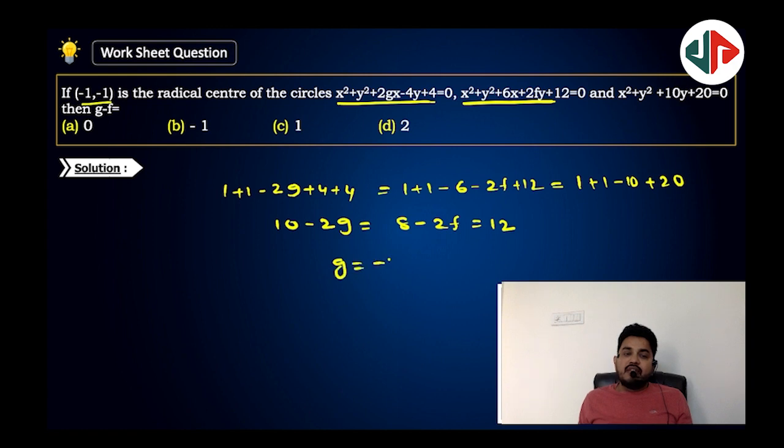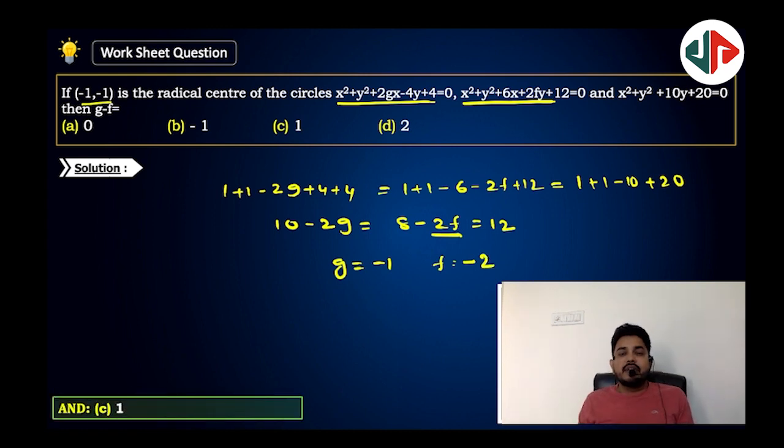G value is equal to minus 1, and what is the f value? F value is equal to minus 2. So g minus f will be equal to 1. So radical center means the power of this point with respect to all the three circles are the same.